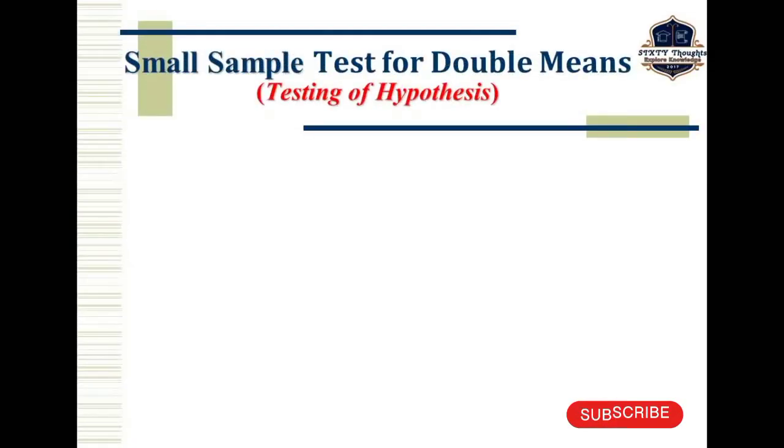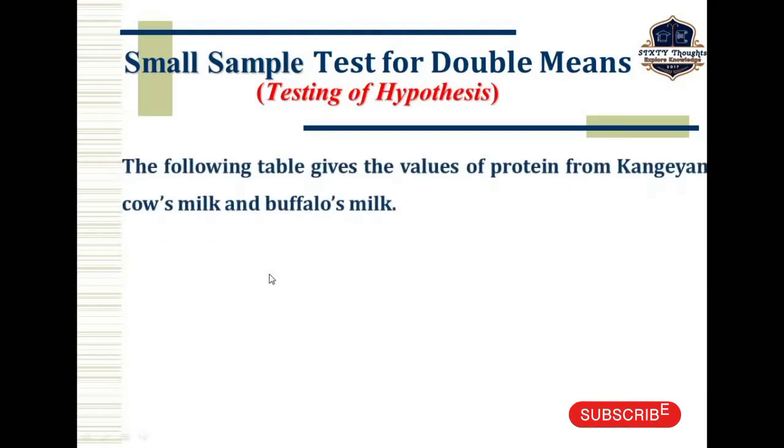In this video lecture, we will discuss one of the interesting real-life applications of small sample test for double mean problems in testing of hypothesis. Let us consider one real-life application. The following table gives the values of protein from Kangayam cow milk and buffalo milk.